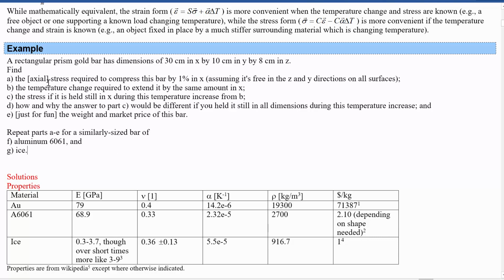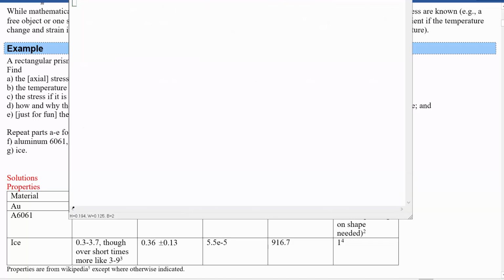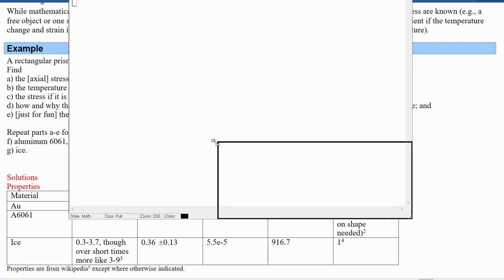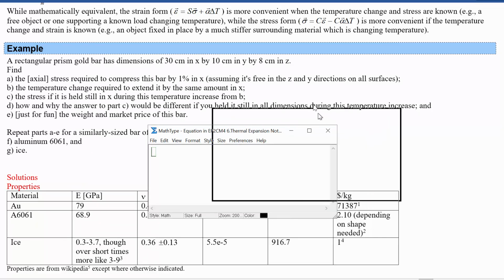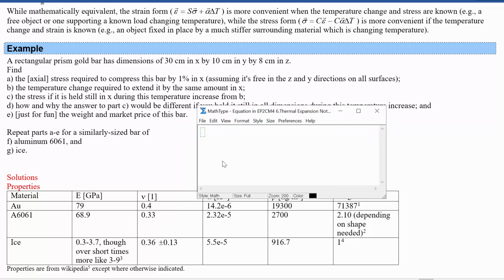So the first part, axial stress required to compress it by 1% in X. Let's look at the simpler version of how to do this at first. So if it's free in different dimensions, then you can relate a material's stress and strain through the simpler version, that sigma is equal to E times epsilon. This is only true if it's totally free in the other directions. Otherwise, you'd have to use the more complicated expressions involving the matrices that we were just looking at.